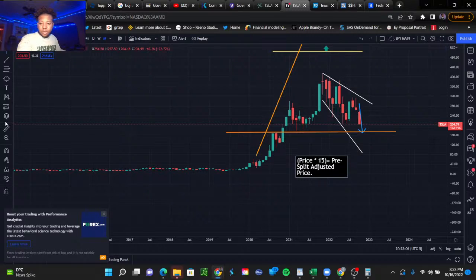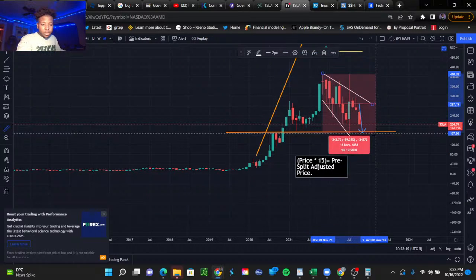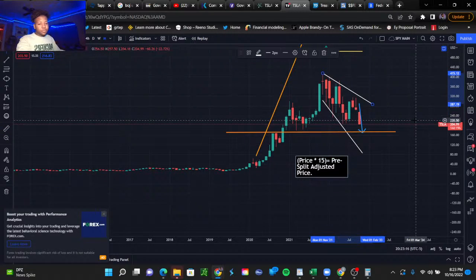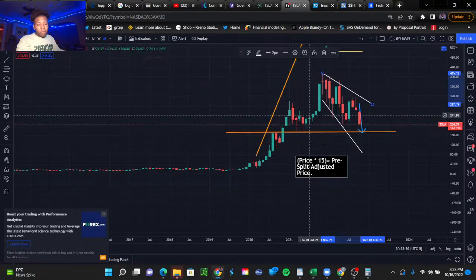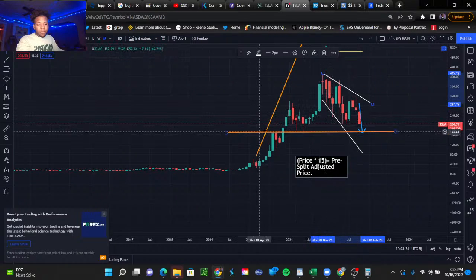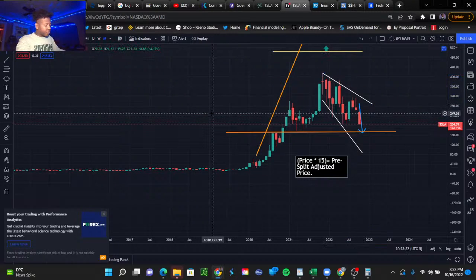But even from that 150-ish area, that's 60% off the highs. Wipeout. You bought in here, smoked. If you bought back here, you got ran up and you didn't take profit, you're back to break even, if not negative. Smoked.